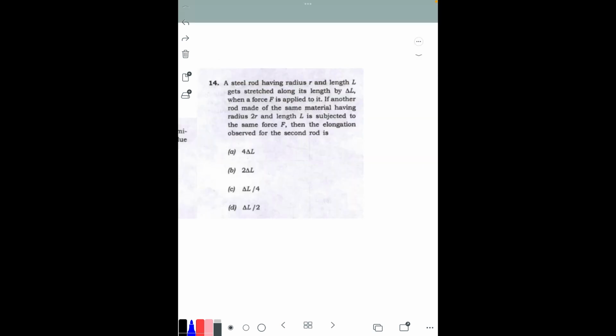A steel rod having radius r and length L gets stretched along its length by delta L when a force F is applied to it. If another rod made of the same material having radius 2r and length L is subjected to the same force F, then the elongation observed for the second rod is? So we have to consider the Young's modulus in both the cases. The formula is F into L divided by A into delta L.